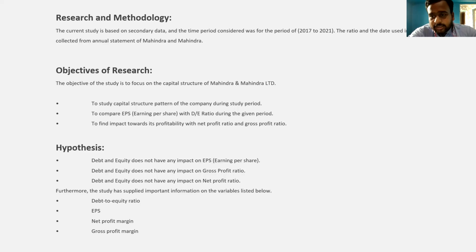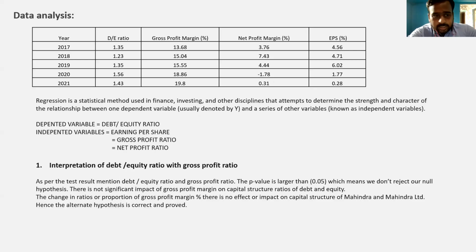The hypothesis is that the debt to equity ratio, which is our dependent variable, does not have any impact with our independent variables, which are earning per share, net profit, and gross profit ratio. At the end of the slide, we also see the four different variables which we are using during the analysis. So let's see the data analysis.